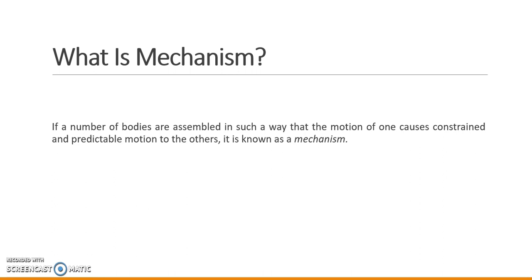Let's see the definition of a mechanism. If a number of bodies are assembled in such a way that the motion of one causes constrained and predictable motion of the other, it is known as a mechanism. What is the meaning of it? It is a combination of different bodies, and if we transfer a motion to one body, it automatically transfers to another body, and in such a way the motion is transferred from one point to another point. This is the basic function of a mechanism.